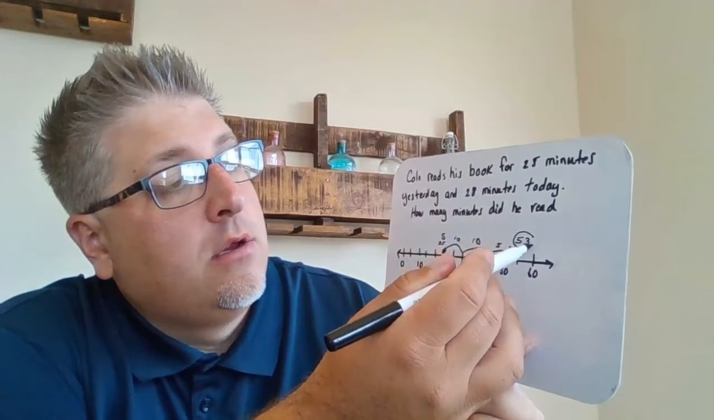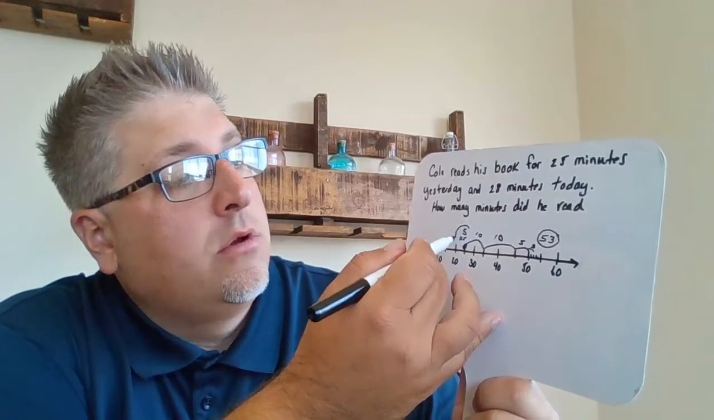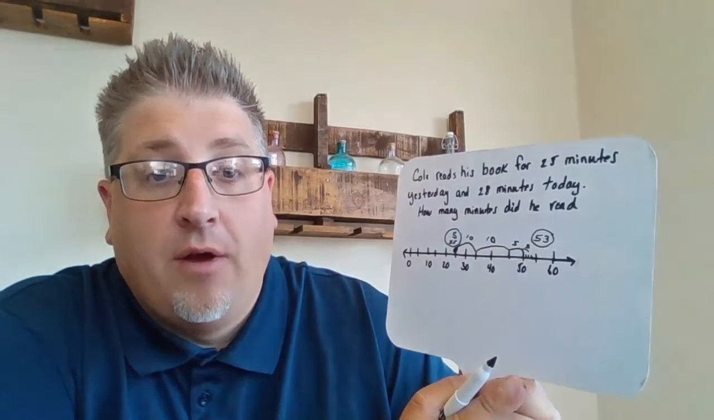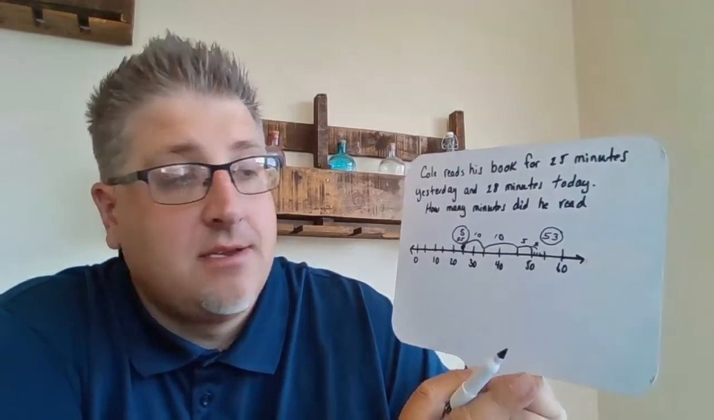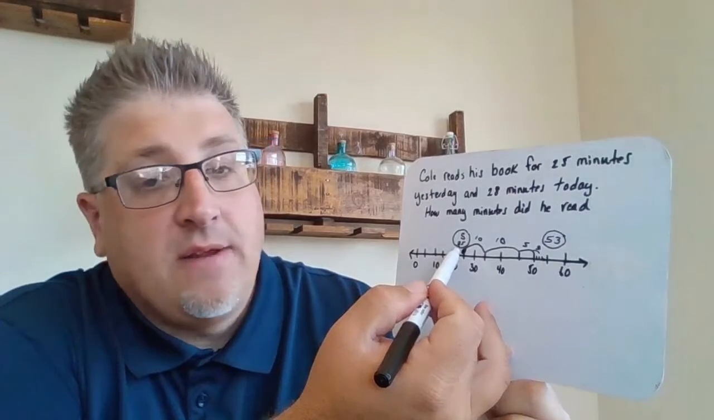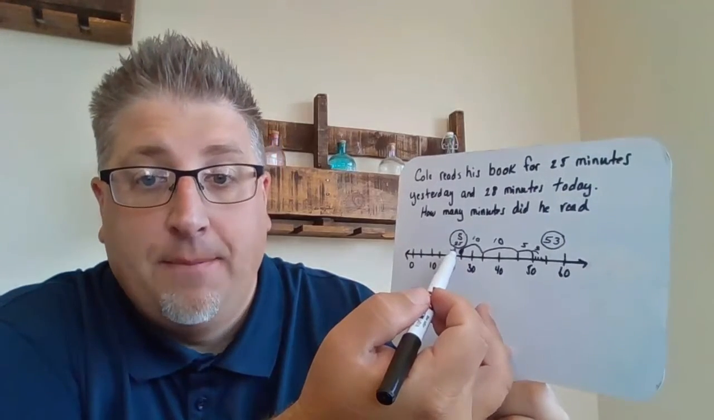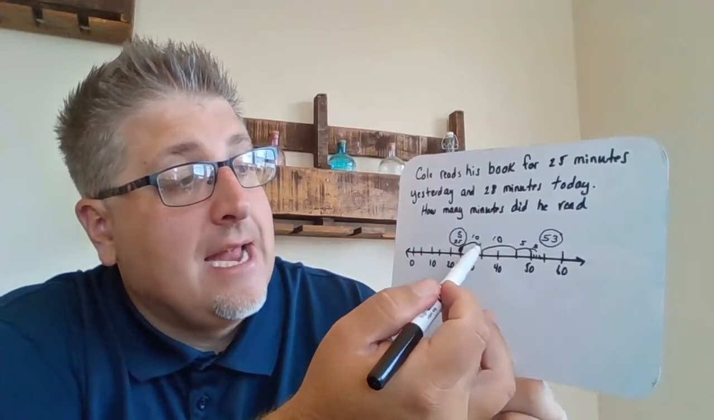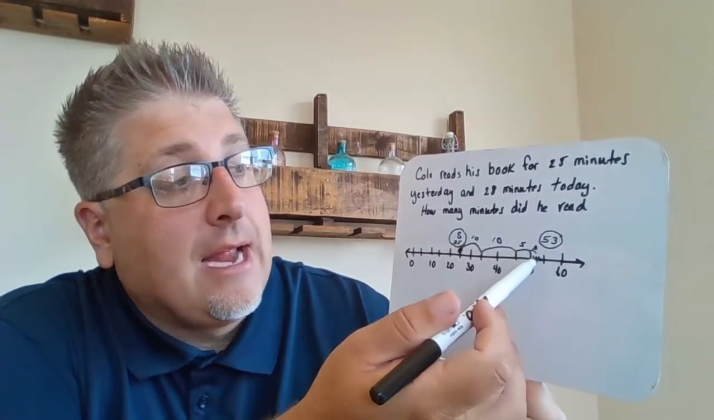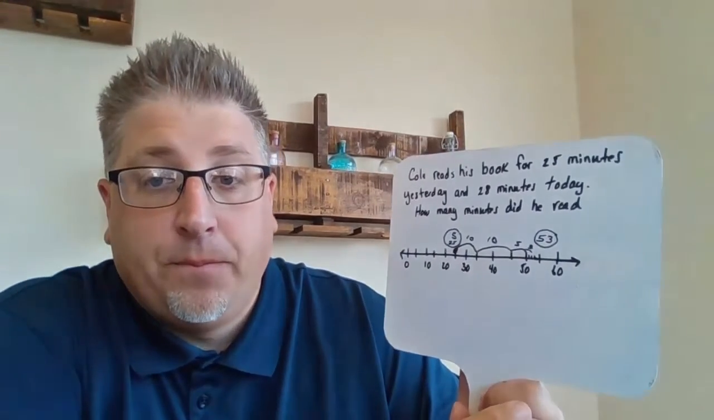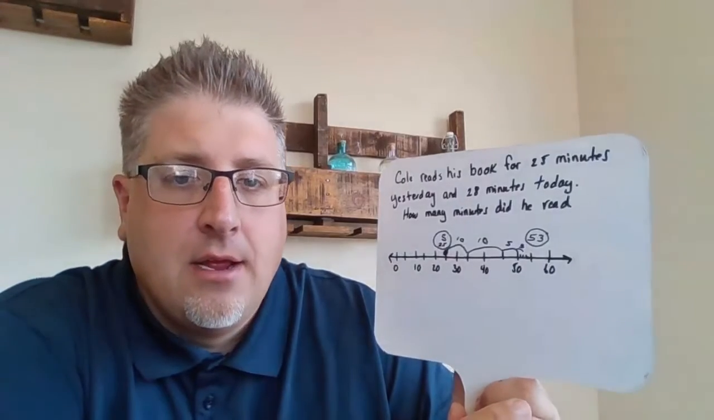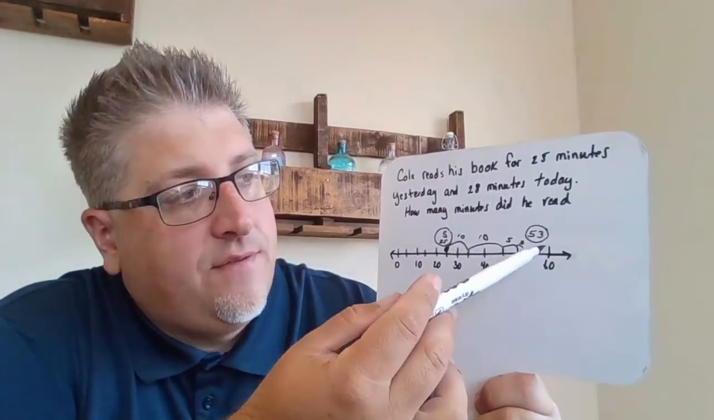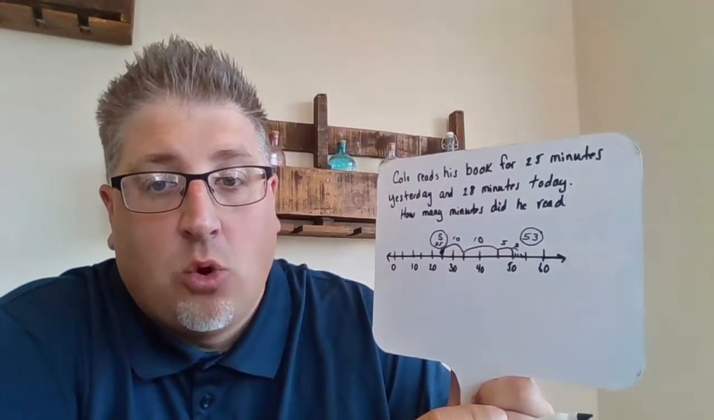Okay? So Cole read for a total time of 53 minutes. And all I did was I went from 25. I knew that's what he read the first time. And then I counted up to 28. Like I said, 10, 10, 5, and 3. And I got to this endpoint of 53. So that's just using the number line, plotting the point, and then moving 28 more minutes to get to 53, which is how much time Cole read for.